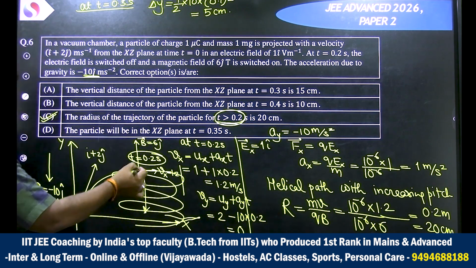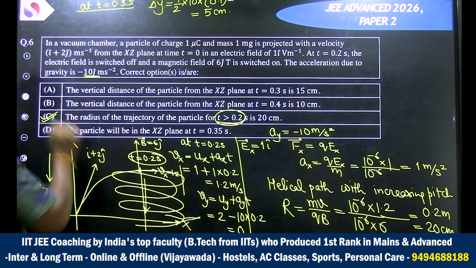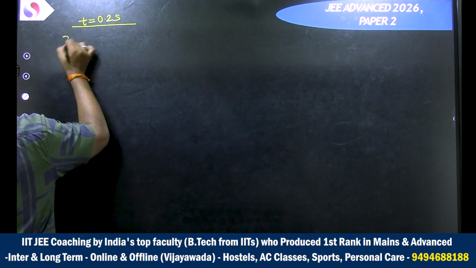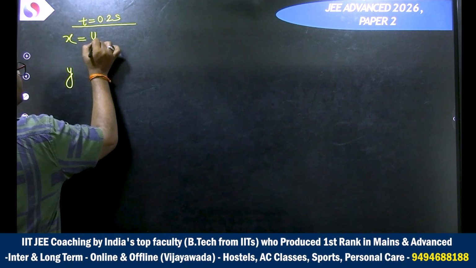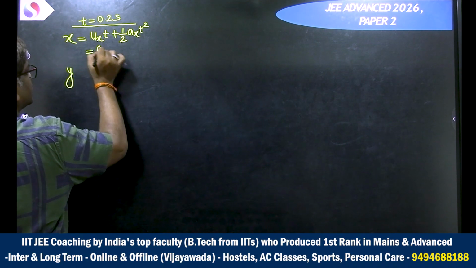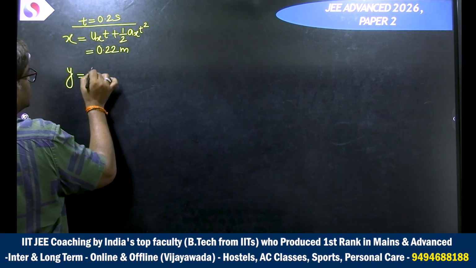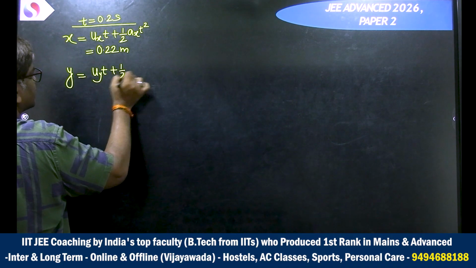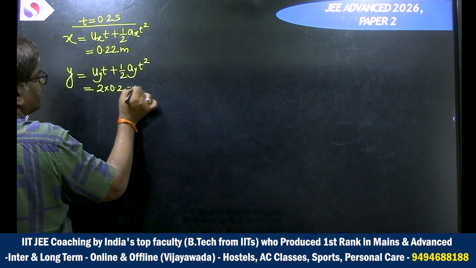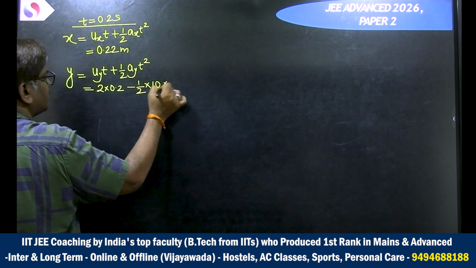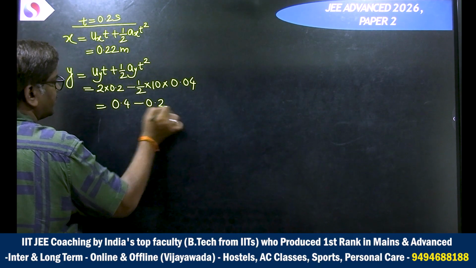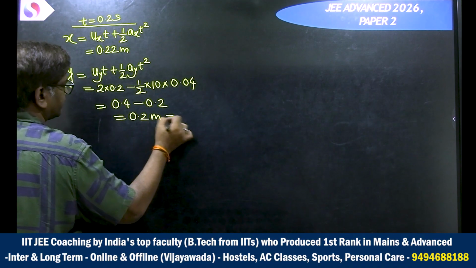Whereas if I check the x and y coordinate at 0.2, this is a little lengthy. At t equals 0.2, if you are checking what is your x coordinate and what is your y coordinate, you can do it by uxt plus half axt square, which will come as 0.22, I think. And for uyt plus half ayt square, this will come as 2 into 0.2 minus half into 10 into 0.04. This is 0.4 minus 0.2 gives you 0.2 meter, which is 20 centimeter.